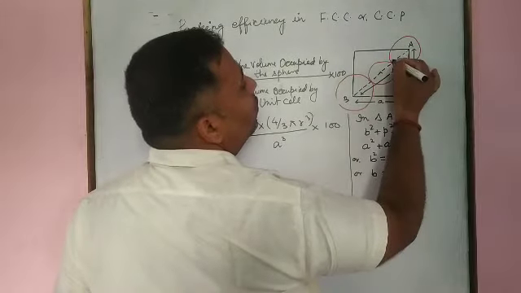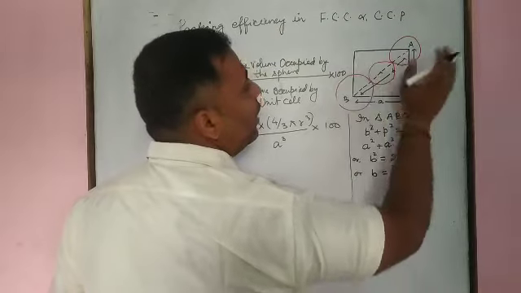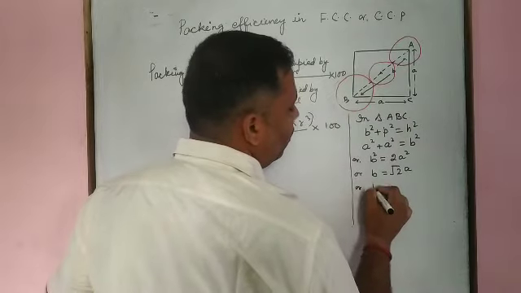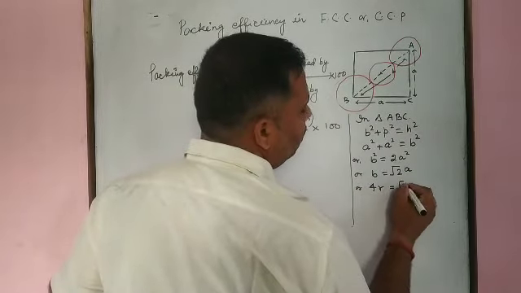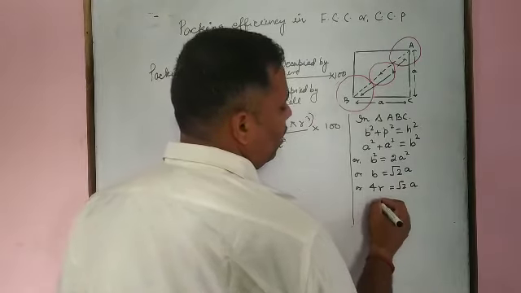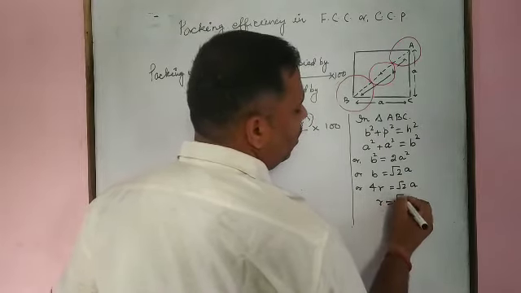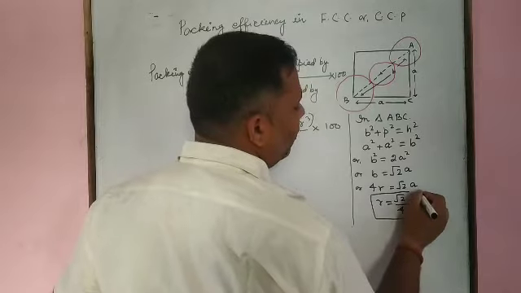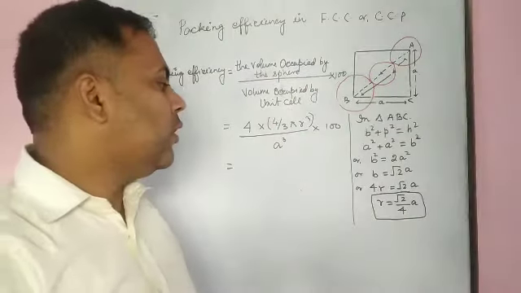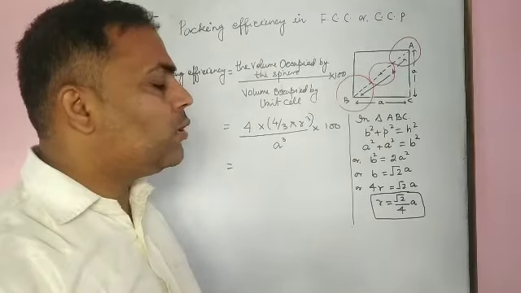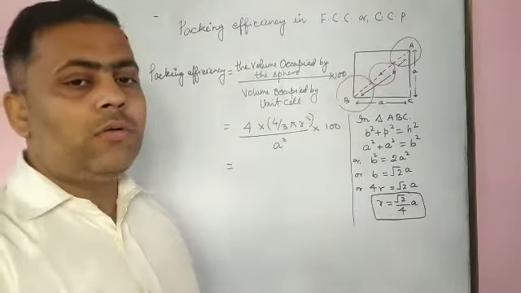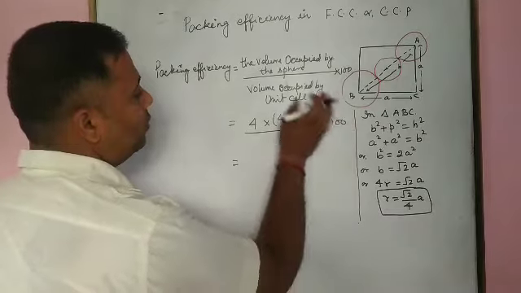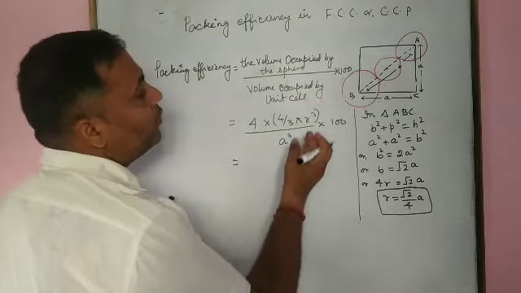You know what b is? b is equal to 4r, because the spheres are identical: 1r, 2r, 3r and 4r. Or 4r equals under root 2 into a. r is equal to under root 2 by 4 a. In competitive examinations, this question is very frequently asked. It means what we got: r equals under root 2 by 4 into a. Putting the value of r here, we will simplify it, and if we simplify it, we will get the packing efficiency.